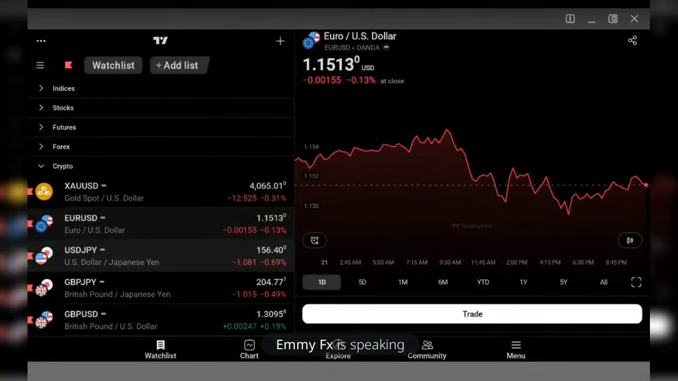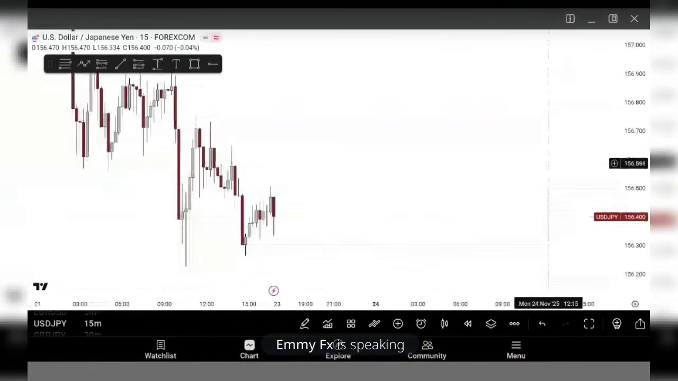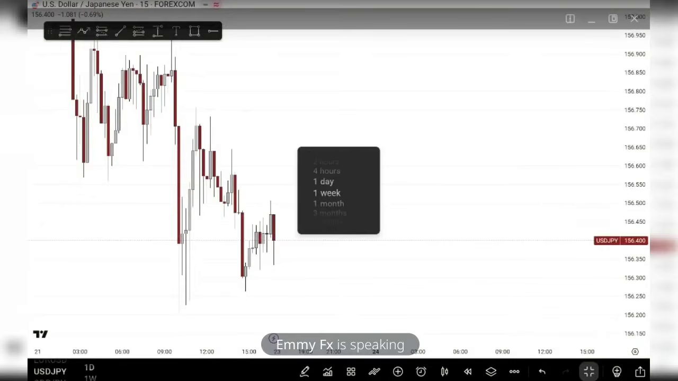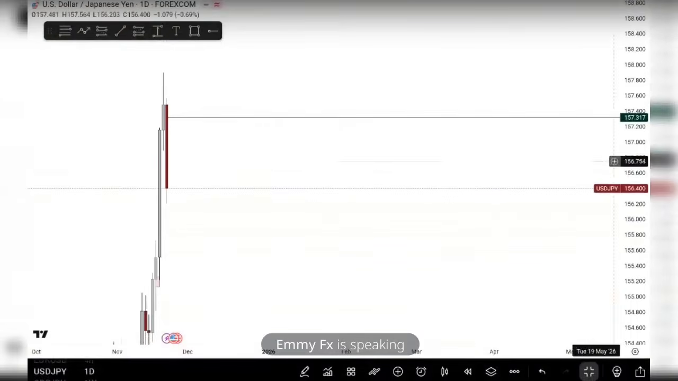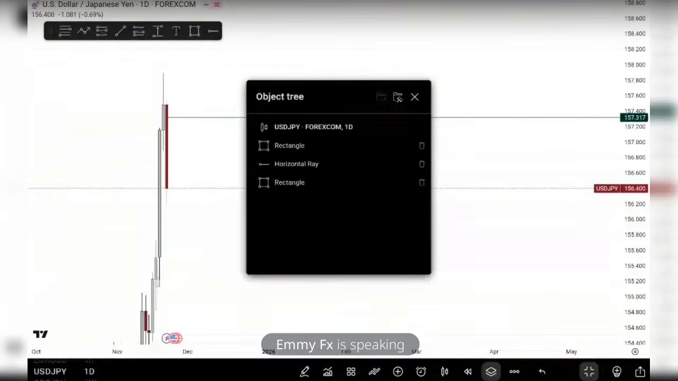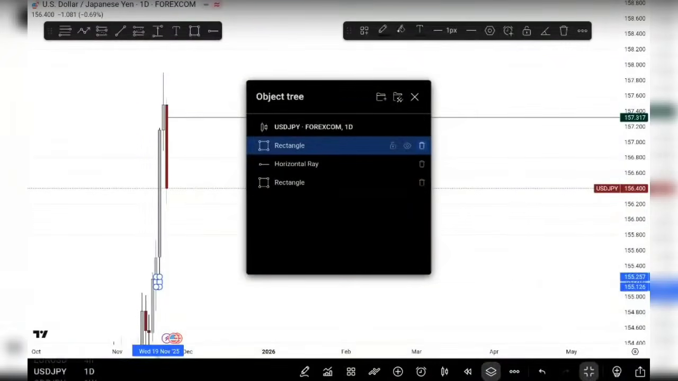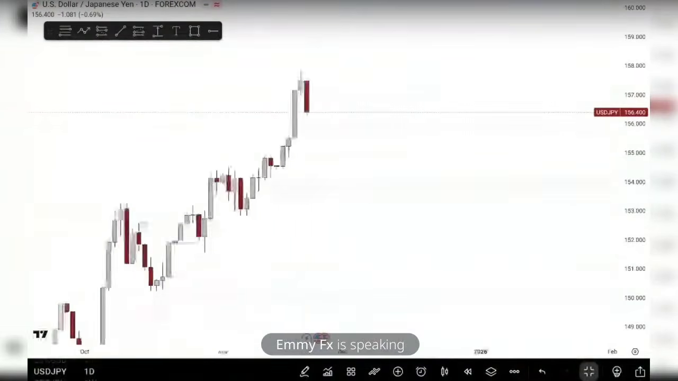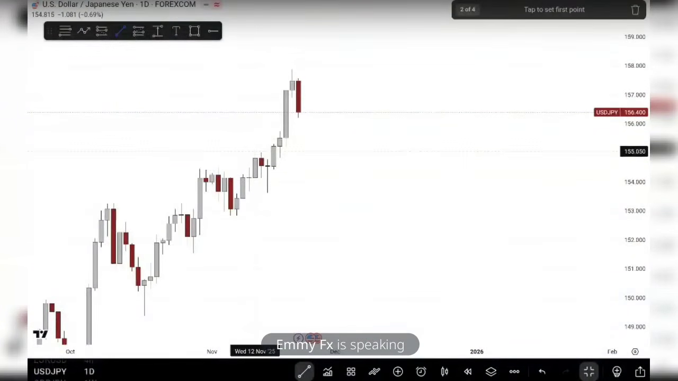All right, this is USDJPY. In USDJPY, let's go to the daily time frame. You see how price is pumping to the outside. We have this breakout structure.